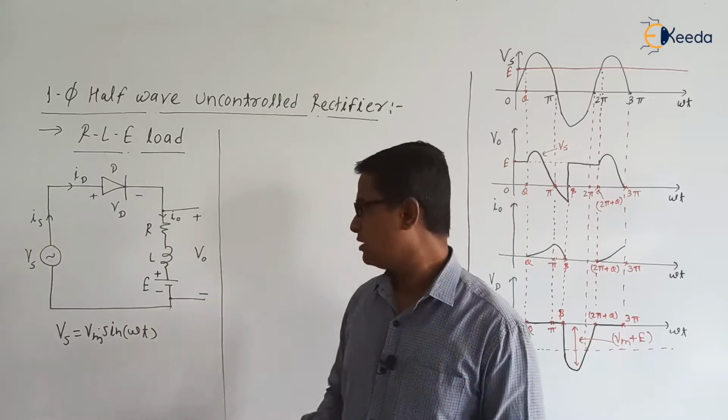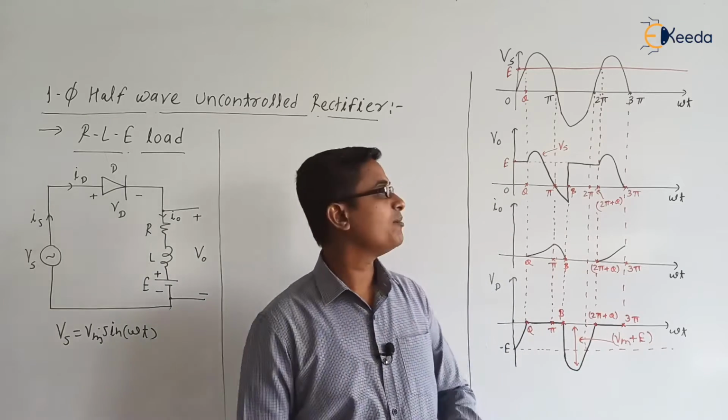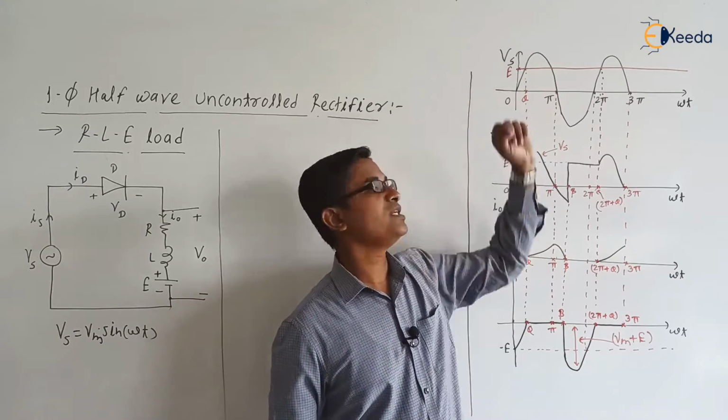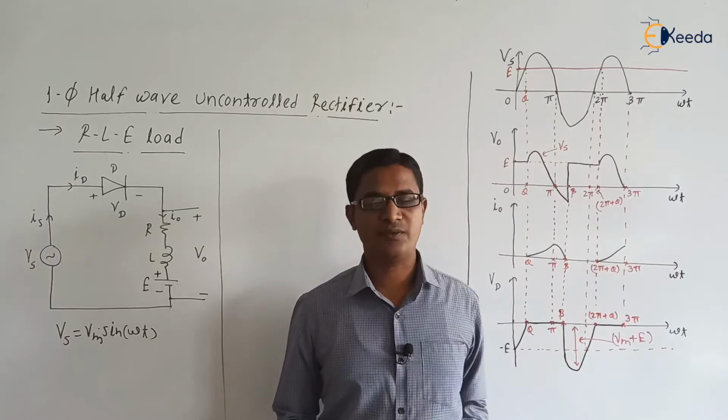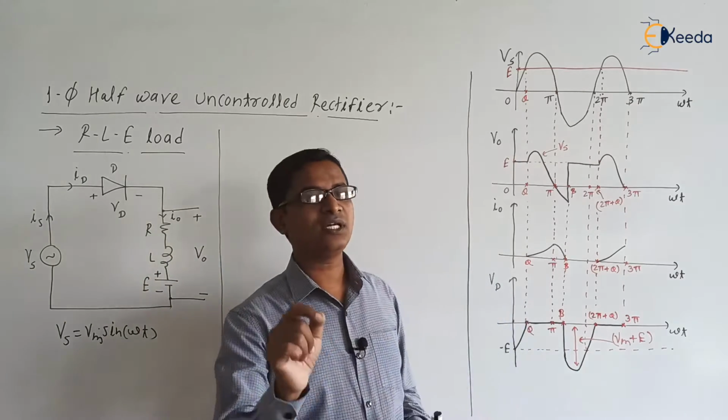Next, E is the EMF, it is a constant. Here we have represented E and here it is Vs. So we have Vs and E. Next, initially the diode is in the off state.